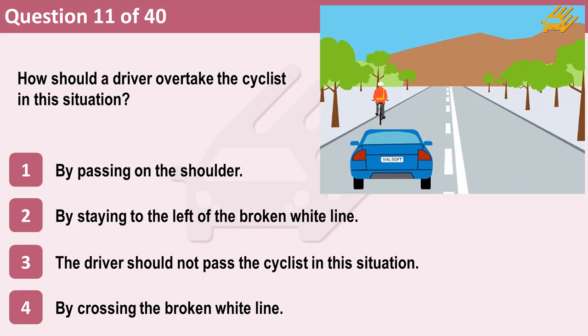How should a driver overtake the cyclist in this situation? 1. By passing on the shoulder. 2. By staying to the left of the broken white line. 3. The driver should not pass the cyclist in this situation. 4. By crossing the broken white line.